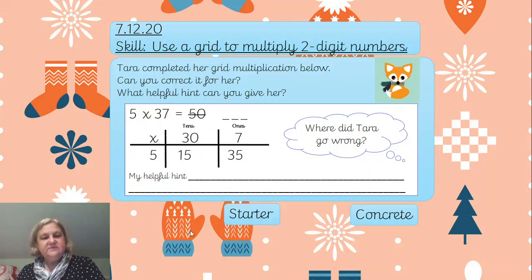What hint or tip would you give her? Perhaps just to remember that these are not 5 times 3, these are not 3 ones, they are tens. Okay.